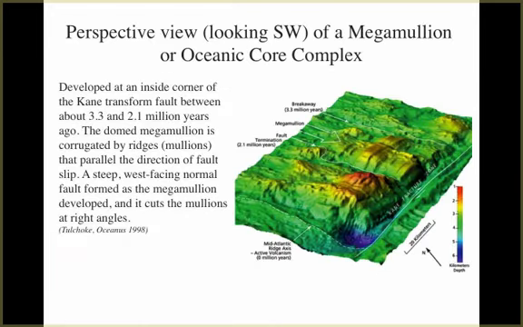Here's a perspective view of this oceanic core complex. The transform fault is forming on an inside corner between about 3 million and 2 million years ago. And the domed megamullion is corrugated by ridges or mullions that parallel the direction of fault slip. And a steep west-facing normal fault formed as the megamullion developed, and it cuts the mullions at right angles.